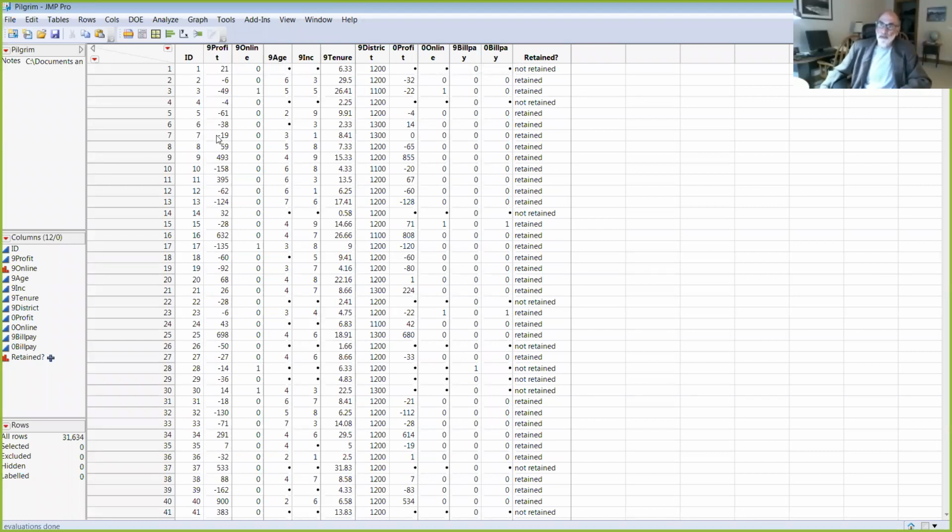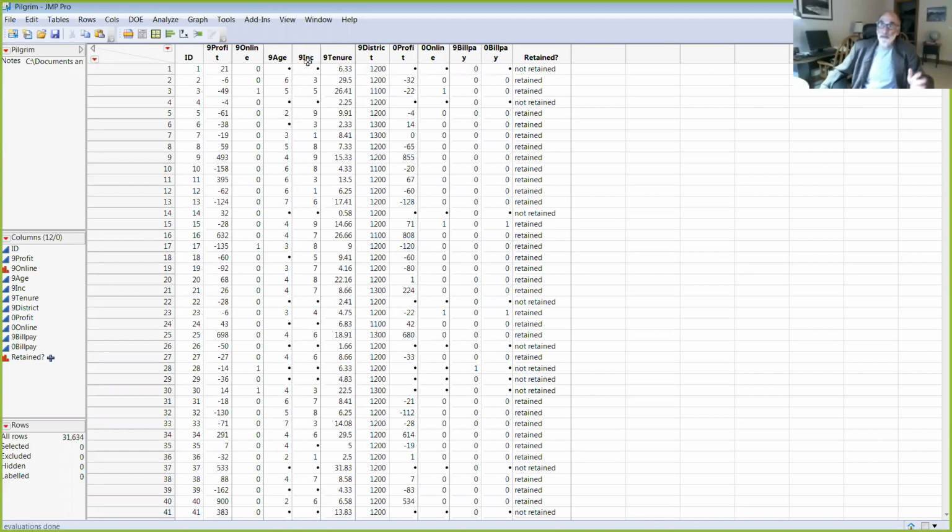So profits for each customer, whether or not they were an online customer using online banking, what their age was in 1999, and you will notice there's a lot of missing data there. It turns out it's really important to account for the missing data because it is probably the single most important variable in this data set. So anyway, we're missing some other variables.